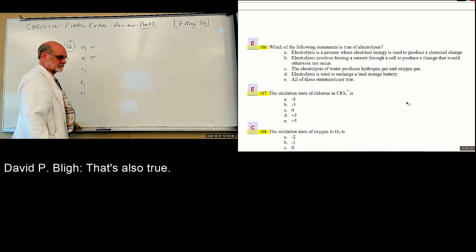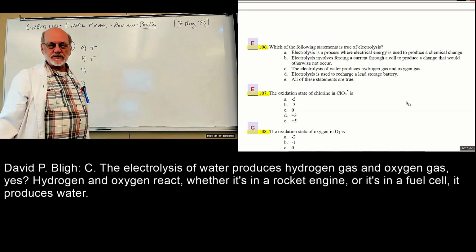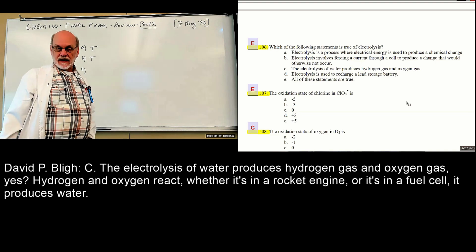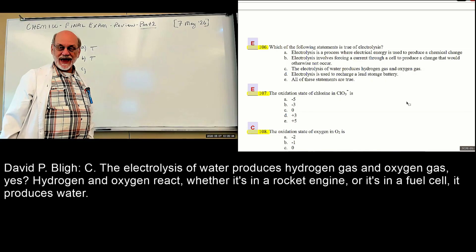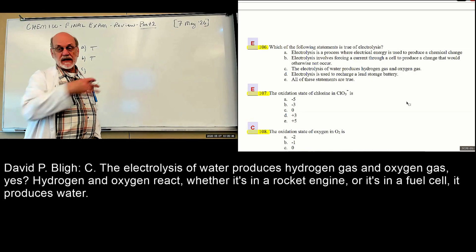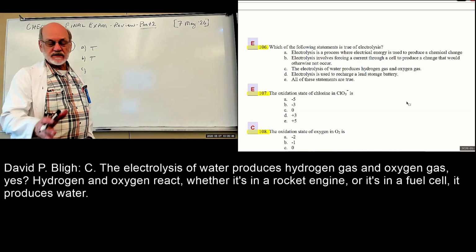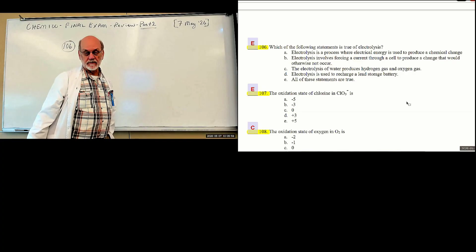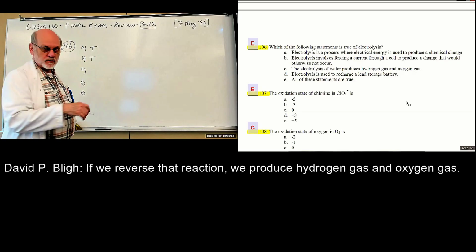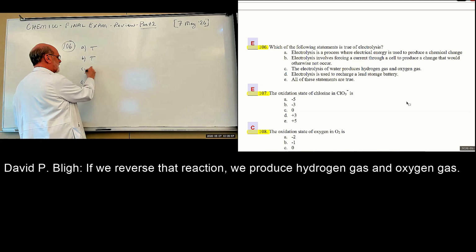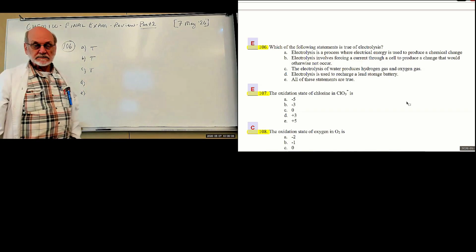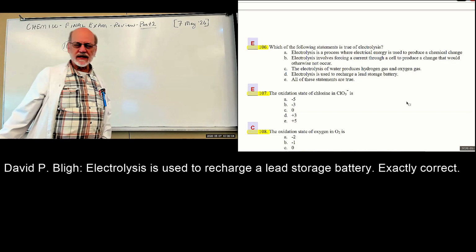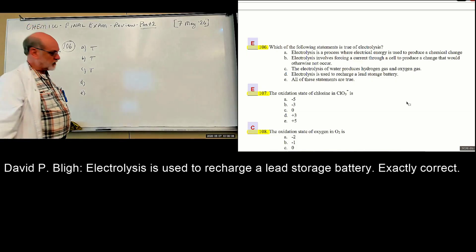That's also true. C, the electrolysis of water produces hydrogen gas and oxygen gas. Yes. Hydrogen and oxygen react, whether it's in a rocket engine or in a fuel cell, and produce water. If we reverse that reaction, we produce hydrogen gas and oxygen gas. That's true. Electrolysis is used to recharge a lead storage battery. Exactly correct.